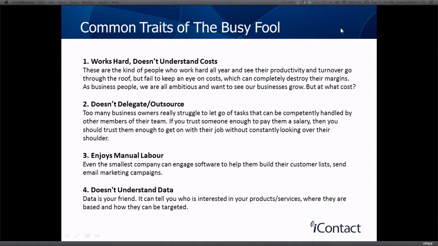Finally, doesn't understand data. I really believe that data is your friend. It can tell you who's interested in your product. It can tell you who's interested in your services, where they're based, and how they can be targeted. So you need to look at your website analytics. You need to look at how people are joining your email marketing lists, whether they're coming in via purchases or whether they're subscribing, what pages they're subscribing from, and then you can segment your lists accordingly and hit them with the right kind of message.